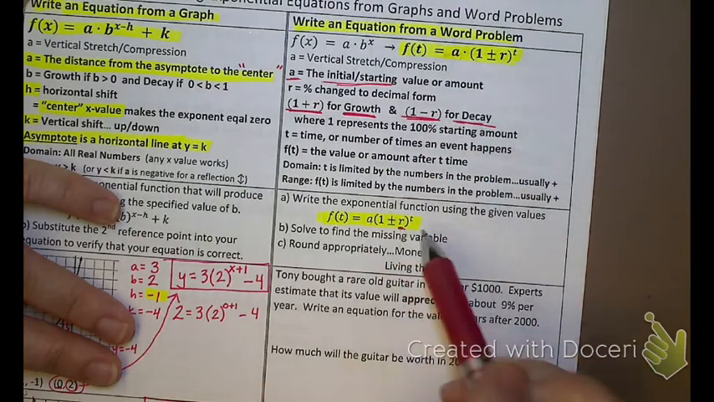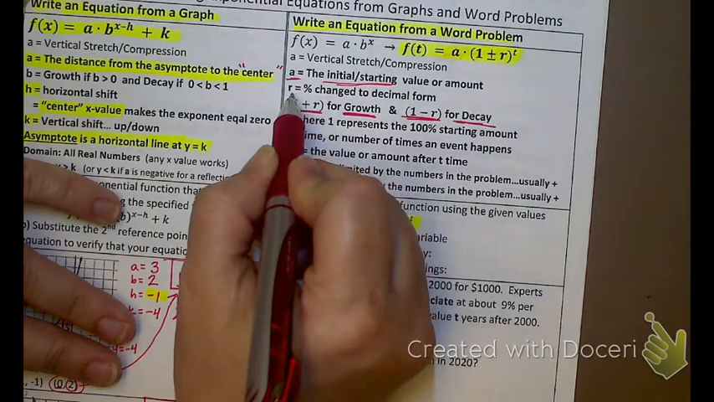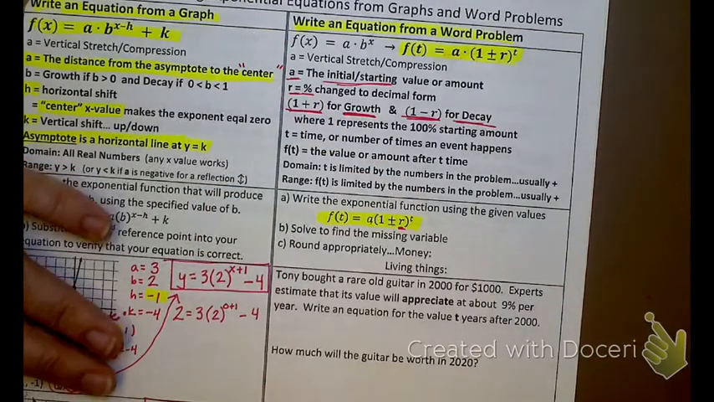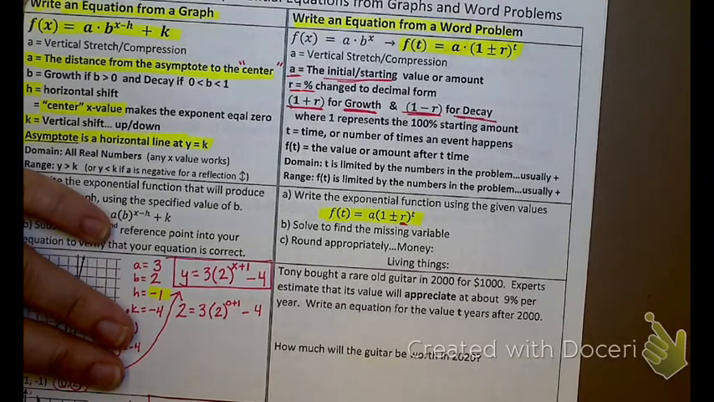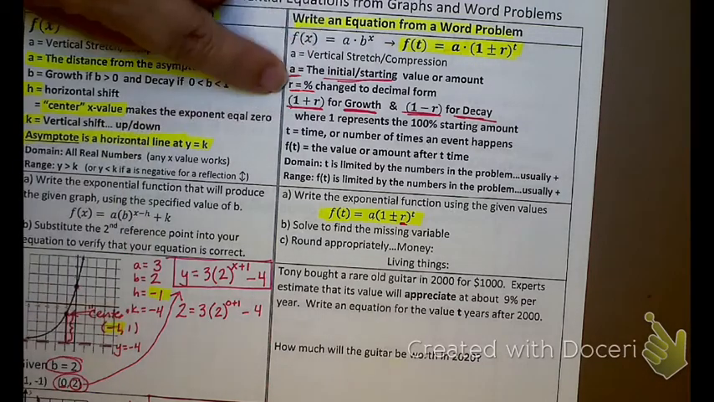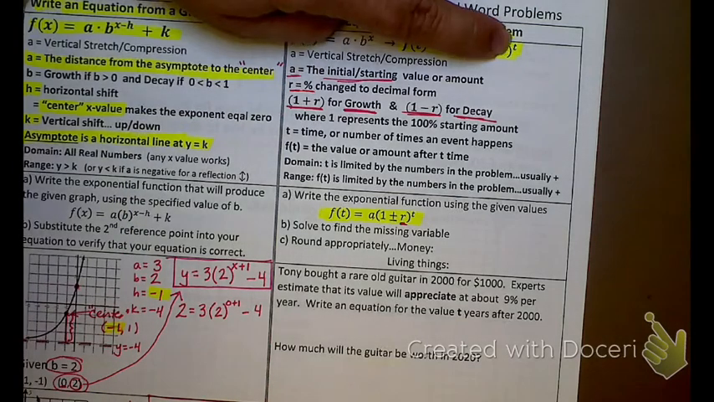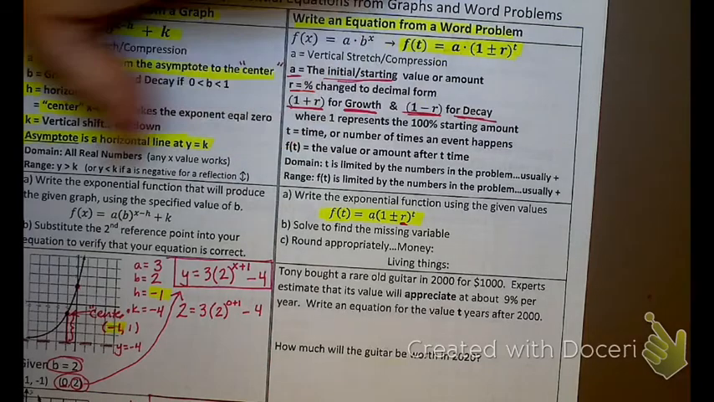How would you find R? R always represents a rate. It is usually the percent in the problem. It's almost always given as a percent. We can't actually plug in a percent, though. You have to change it to a decimal in order to plug it in. And then T is time, number of times an event happens.